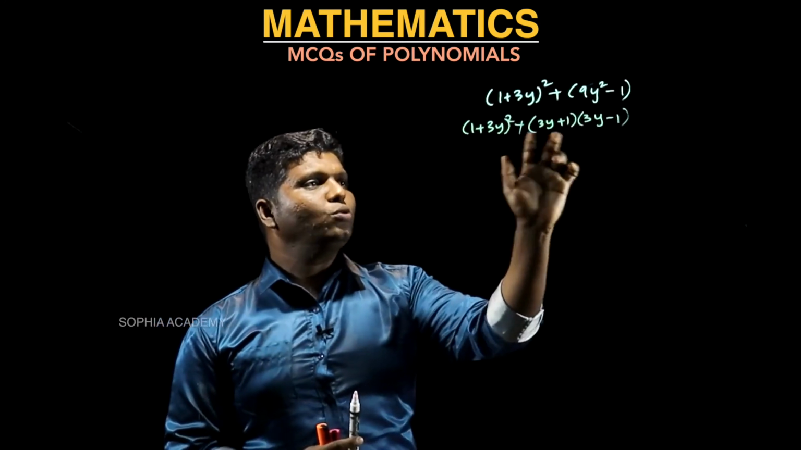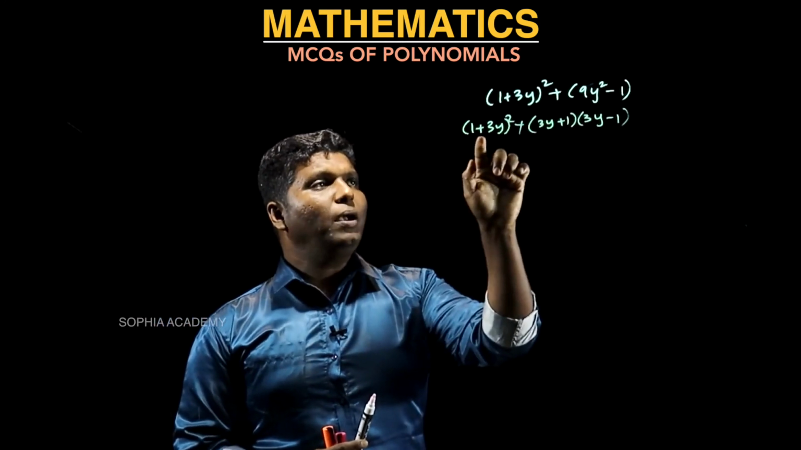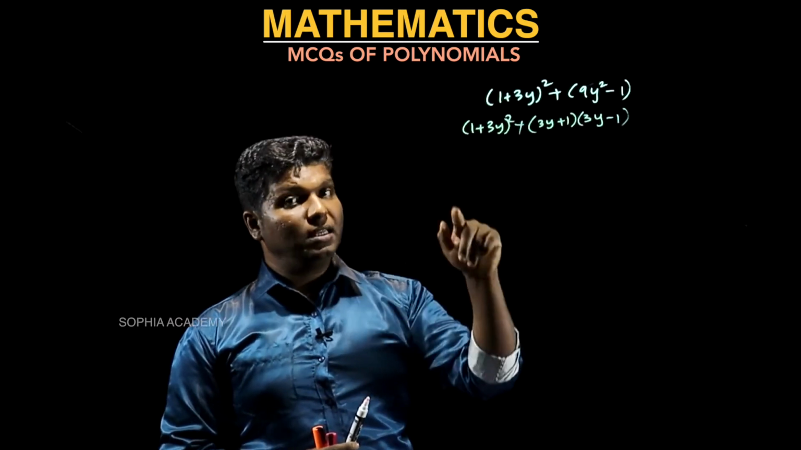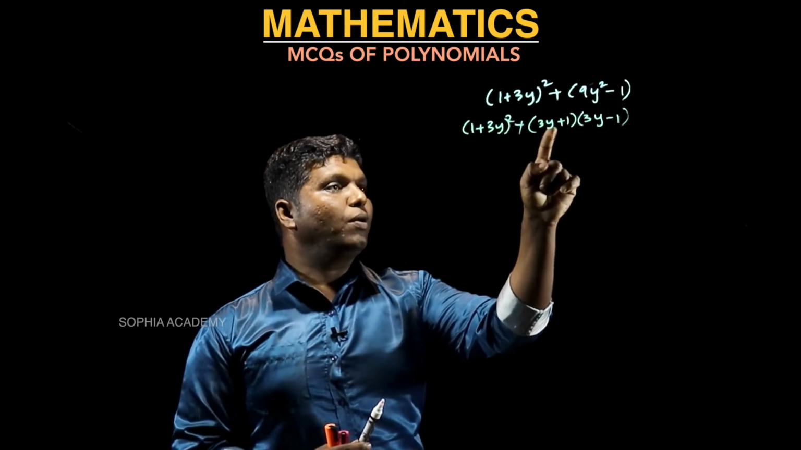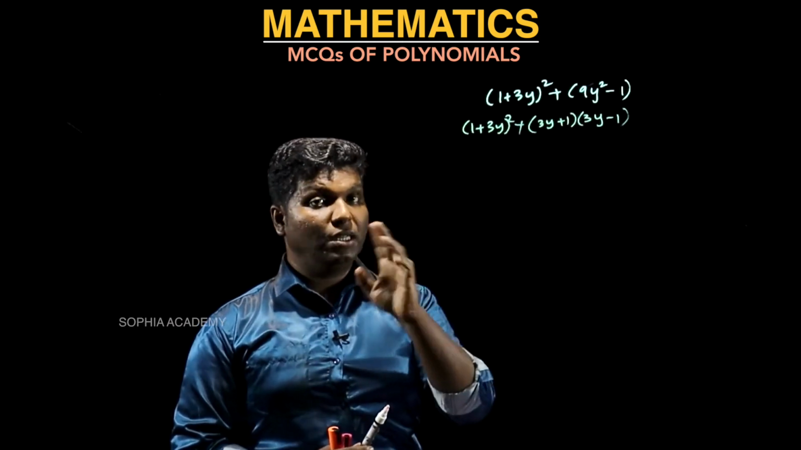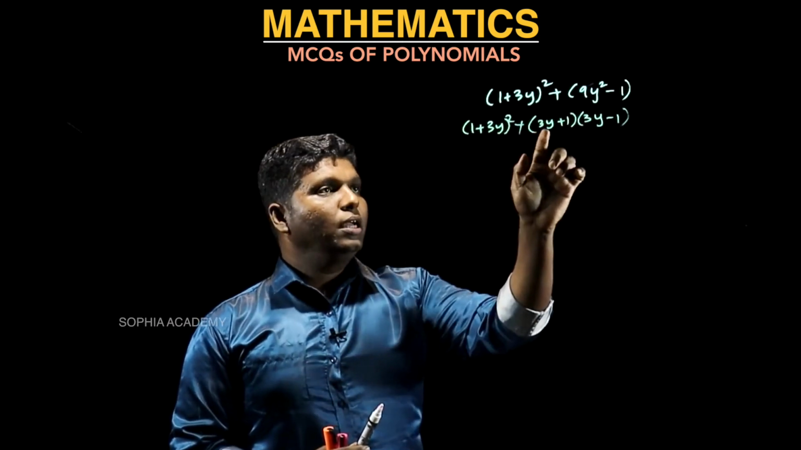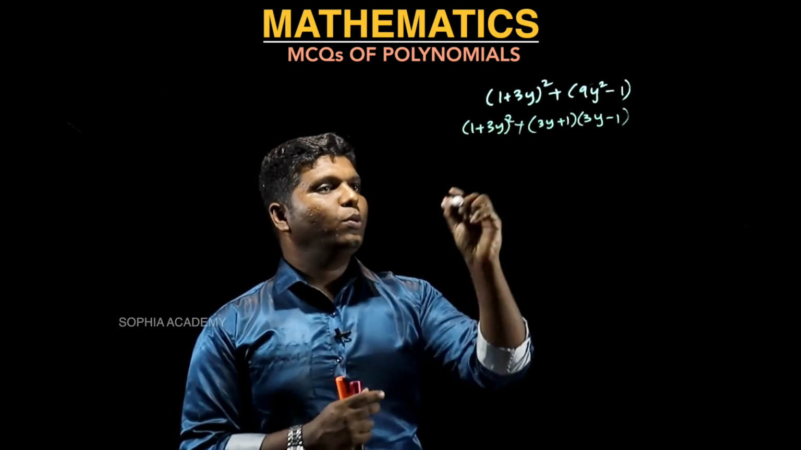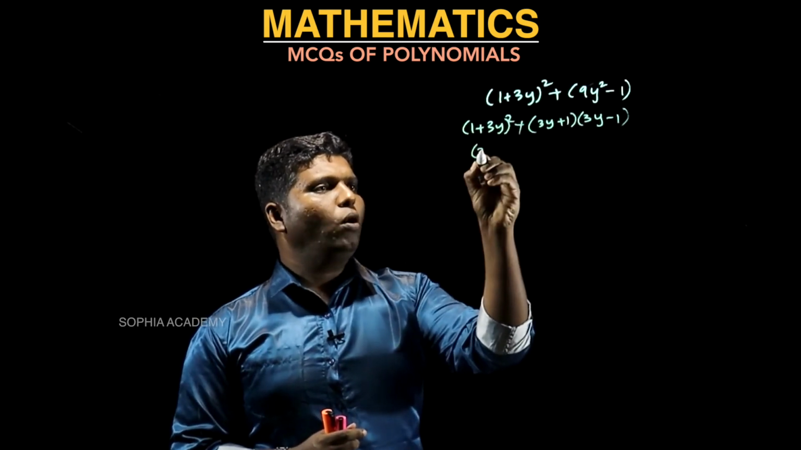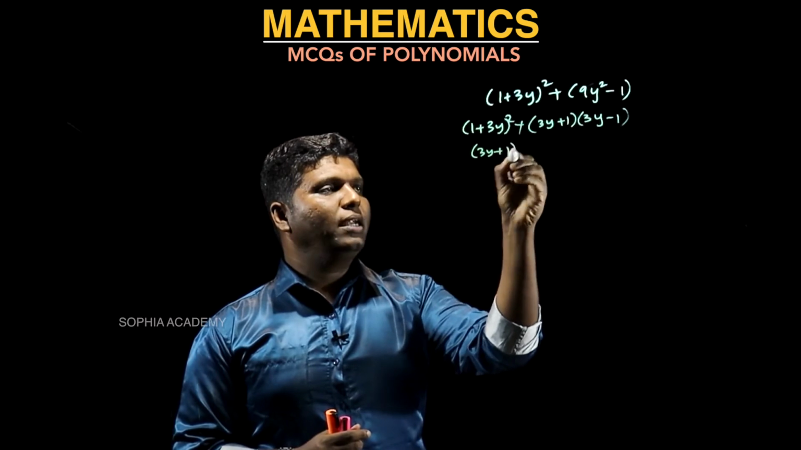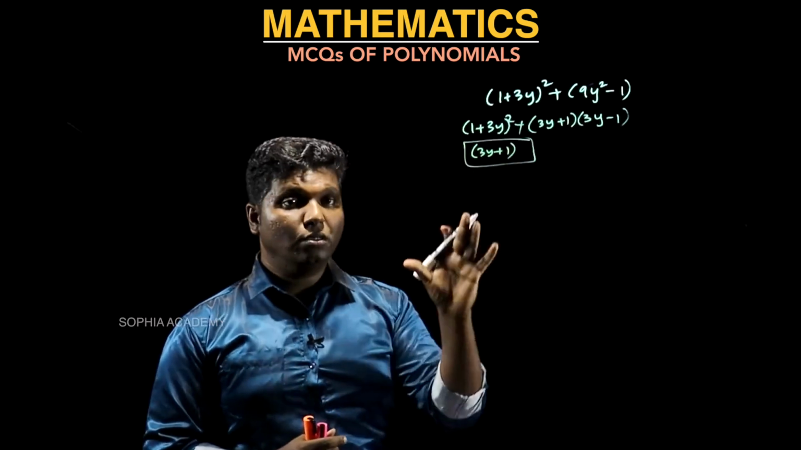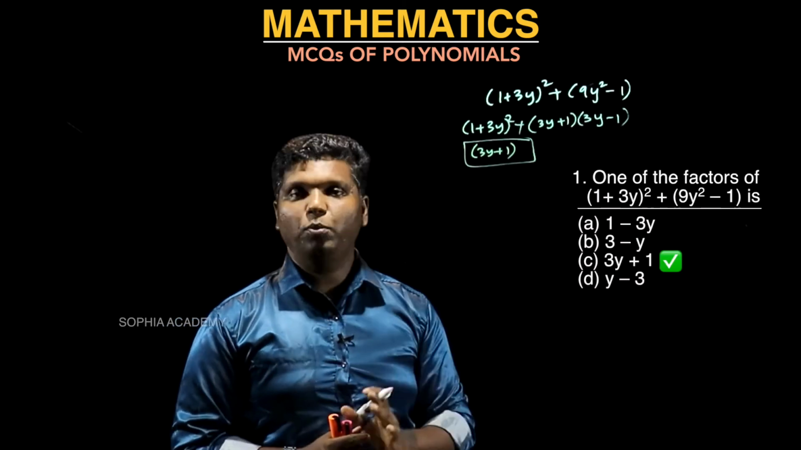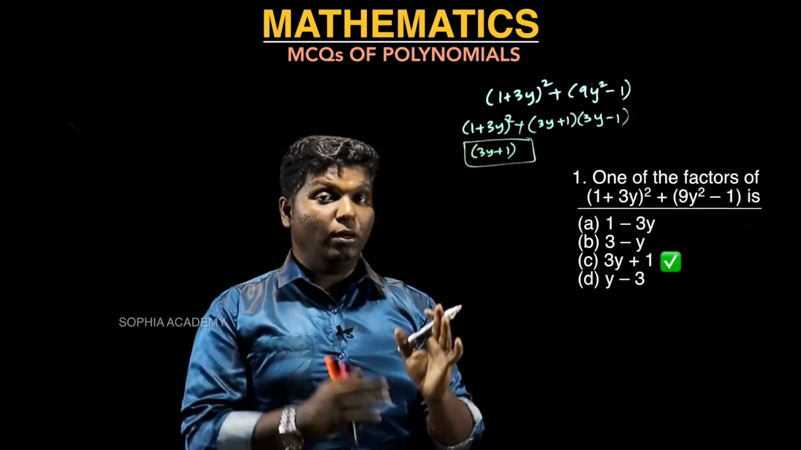Now from these 2 terms, what is common? (1 plus 3y) the whole square means (1 plus 3y) into (1 plus 3y), 2 times. Here also 1 plus 3y. 3y plus 1 and 1 plus 3y, both of them are the same. So in these 2 terms, one thing is very clear: 1 plus 3y, or we can say 3y plus 1, is common in both of them. So this is one of the factors. Is this factor among the options? Yes, the third option.